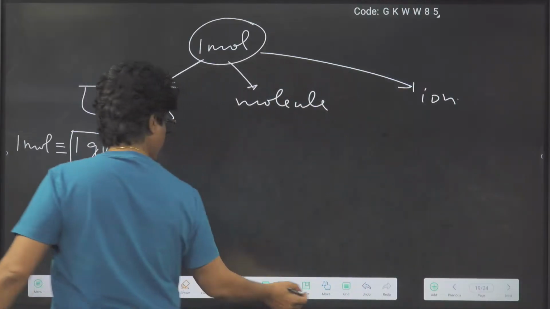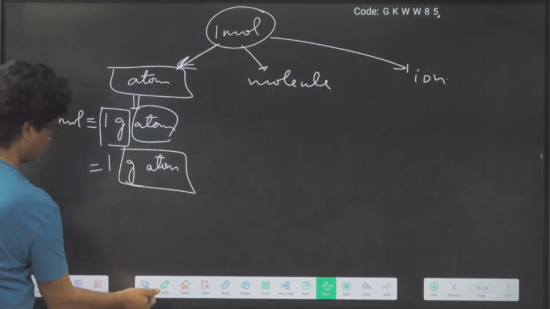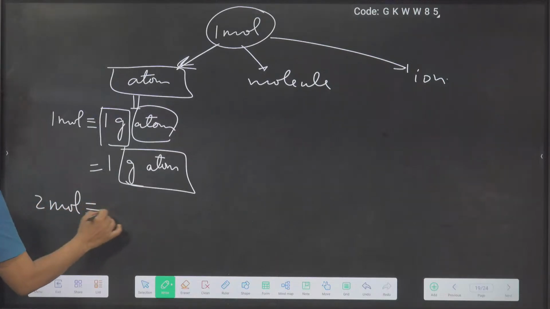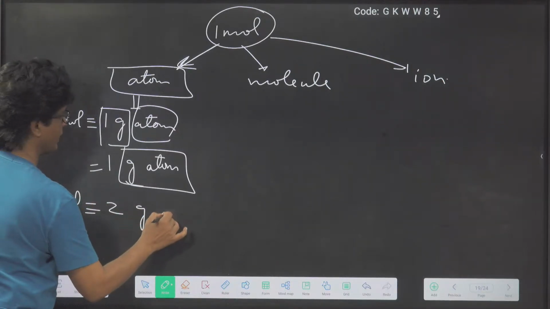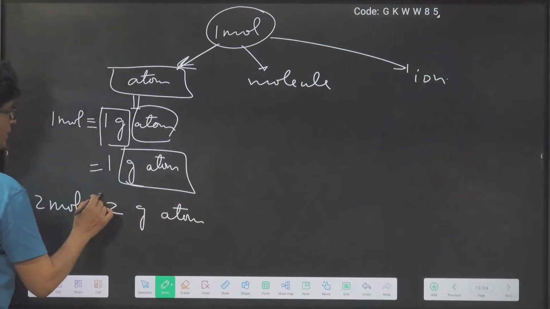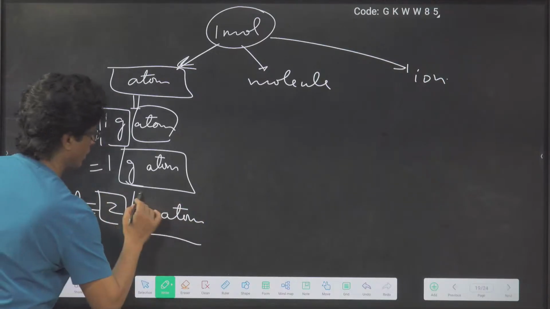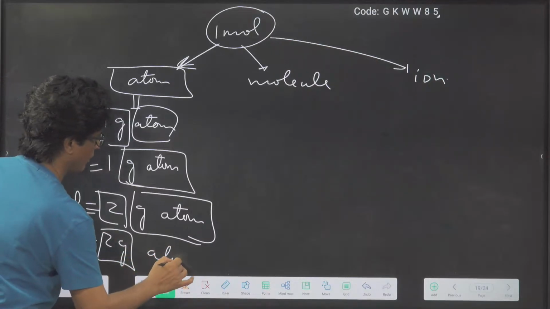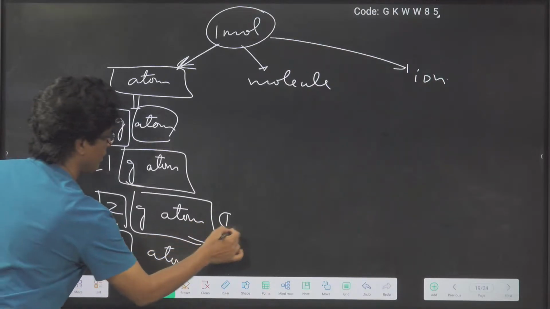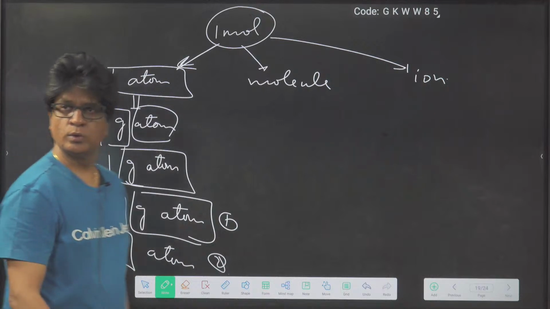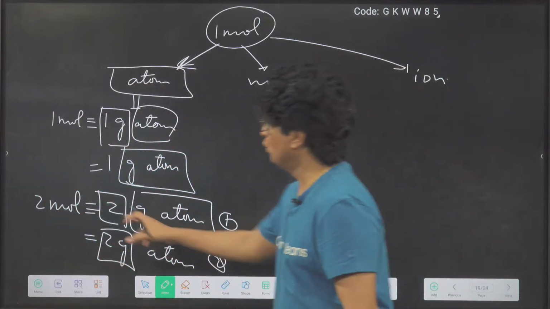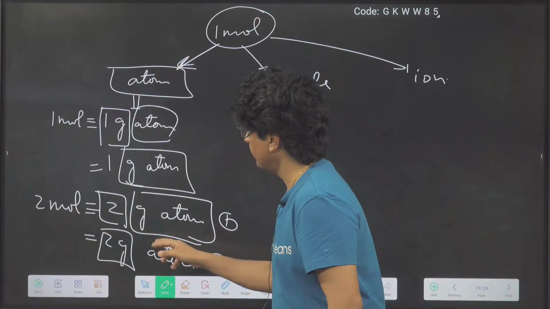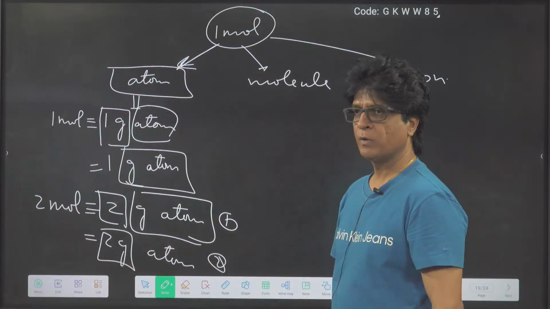So similarly, if they have to give 2 mole of an atom, this will be 2 gram atom. So how will you read it? Is it 2 gram atom or 2 gram of atom? Which one is correct, the first one or the second one? 2 mole of an atom is equal to 2 gram atom or 2 gram of atom. Which one is correct?